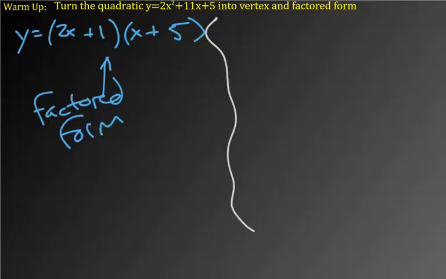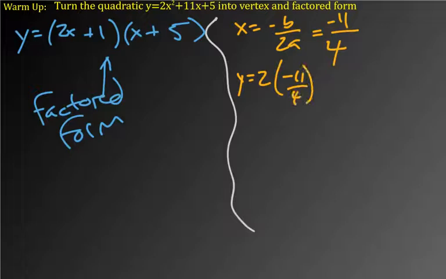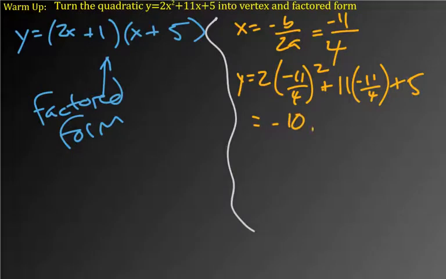For vertex form, you'll have to do a little bit more work because you actually have to find the vertex. So I'm going to start with finding the line of symmetry. If you plug in b and a, you get negative 11 over 4. That's the x value of the vertex, but we need the y value too. We need the full vertex, right? So we have to plug in the x value for all the different x's here. If you just crank through that algebra, you can do it on a calculator, you get negative 10.125. And so we're basically there because we just have to put things in the right form now.